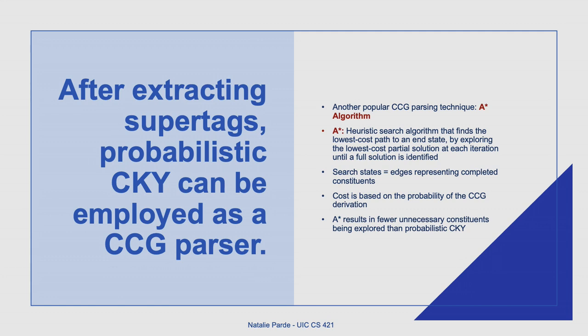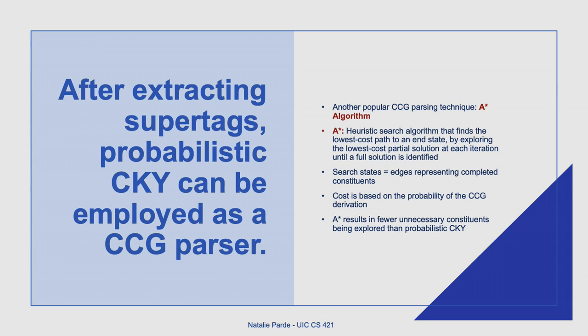So as already mentioned, we could use probabilistic CKY, or another popular CCG parsing technique is to make use of the A-star algorithm. We won't cover the A-star algorithm in detail in this course, but you'll probably encounter it in other courses like algorithms or AI. A-star is a heuristic search algorithm that finds the lowest cost path to an end state, in our case that would be a parse, by exploring partial solutions along the way and following the lowest cost option at each iteration.